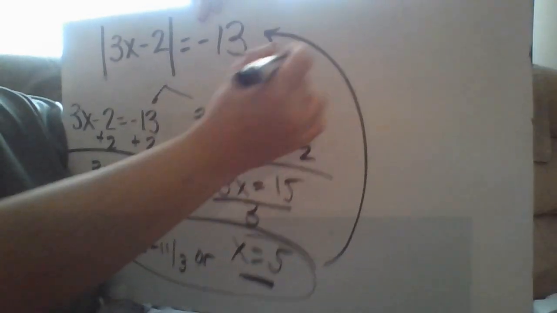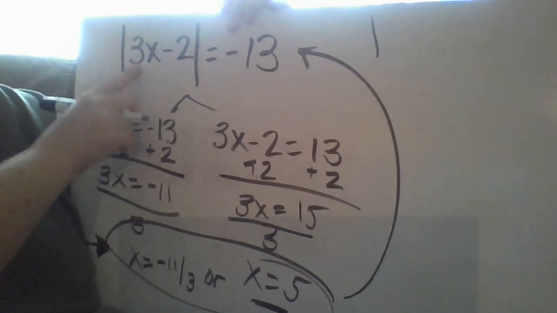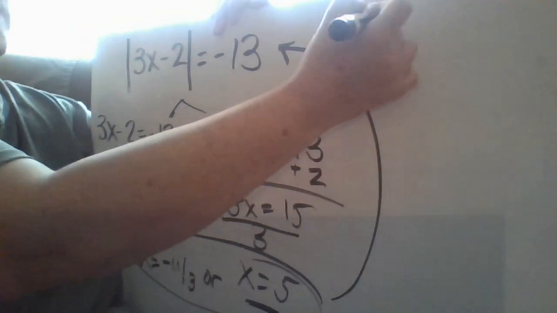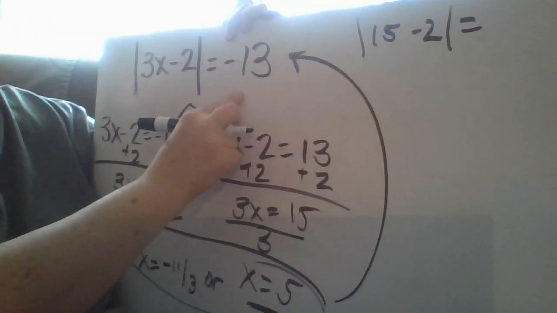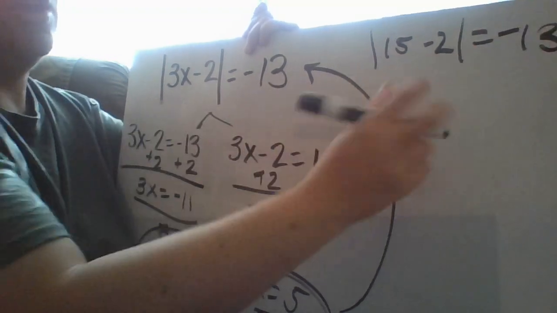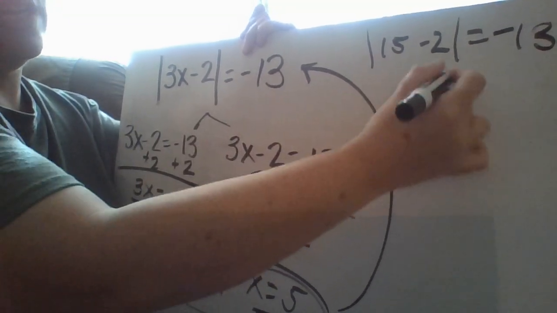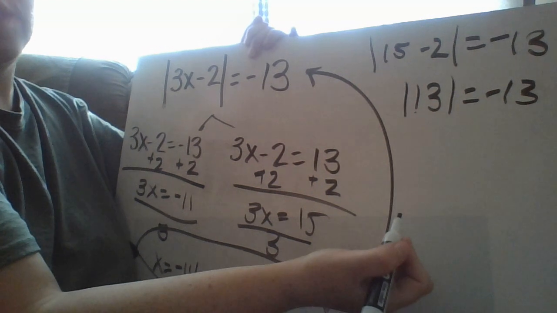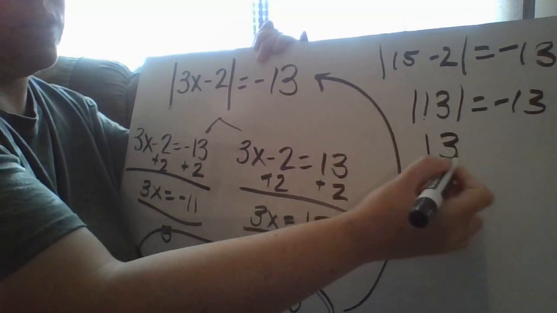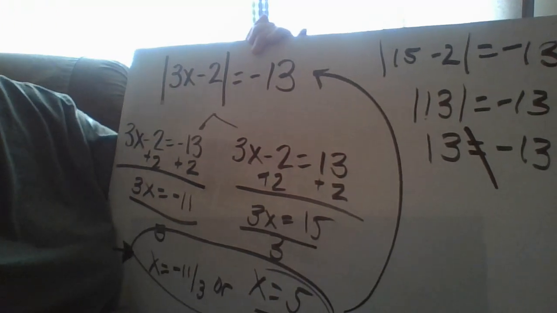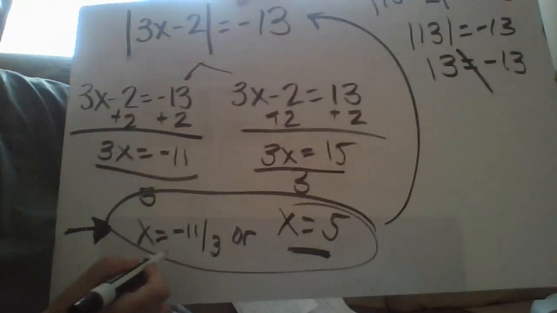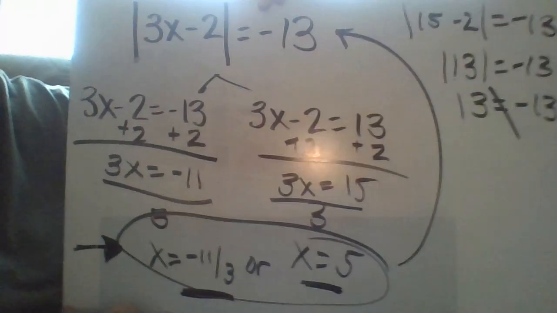So I have the absolute value of 3 times 5, 15, minus 2, and I need that to equal negative 13. Well, 15 minus 2 is 13, and if I take the absolute value of 13, well, that's 13, and last time I checked, 13 does not equal negative 13. The same thing is going to happen when you try to plug in this other one.